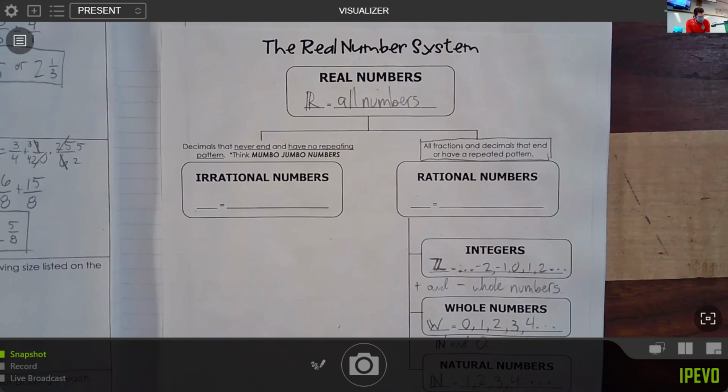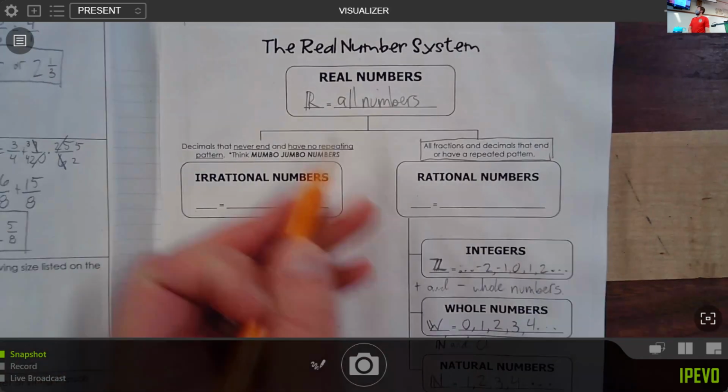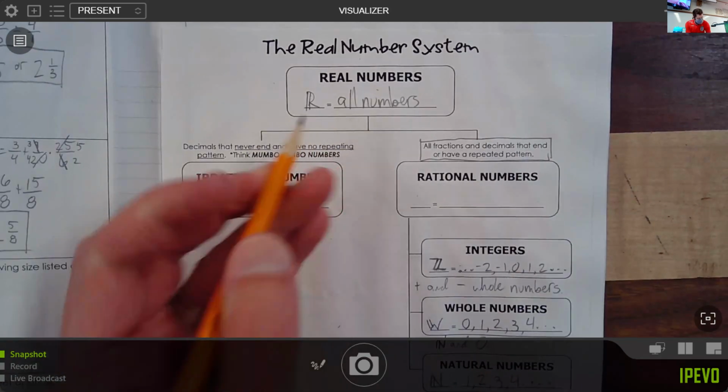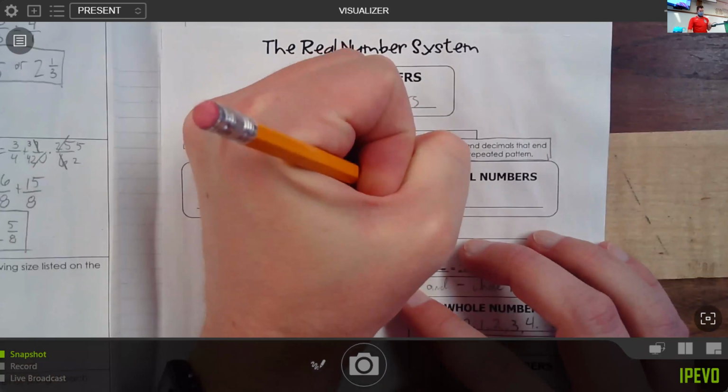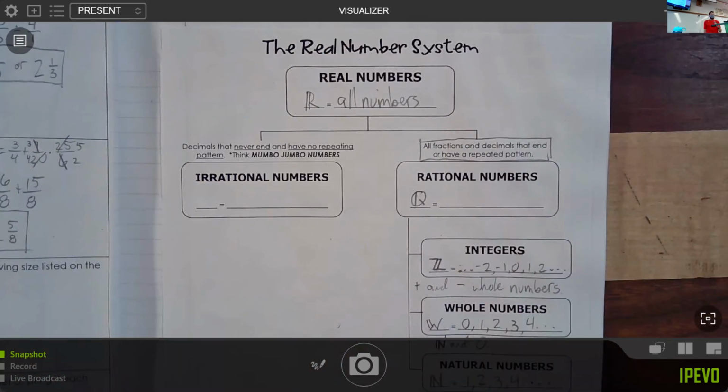And the symbol that we use for this one, we can't use R because we already used R for real numbers. So we're going to use, it's actually a Q. So I'm going to do Q with a line in it like that. So that would be rational numbers.